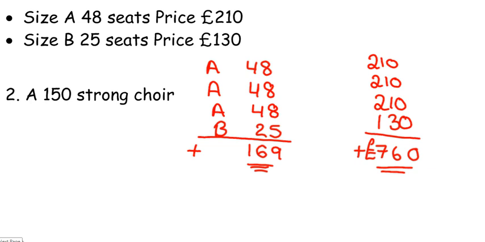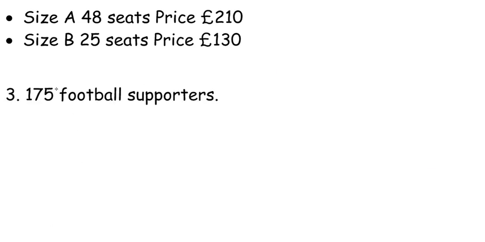Okay, let me look at one last question and then leave you be. This time I'm looking for 175 football supporters. So if I think back a wee minute, 3 A's and a B got me 169 people. So that's not going to be enough. So I might need to do a wee bit of trial and error here. What about if I was to try an A for 48 and an A for 48? That's taken me up to 96. So let's try another A for 48 and another A for 48. I know this is going to work.